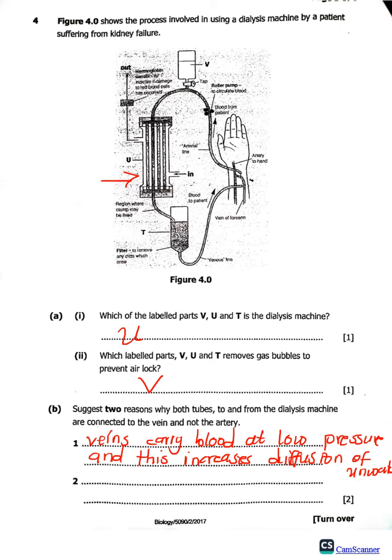Then the second one, we can say veins are located on the surface of the body, and hence it's now easy for a surgeon to locate these and connect them to a dialysis machine.